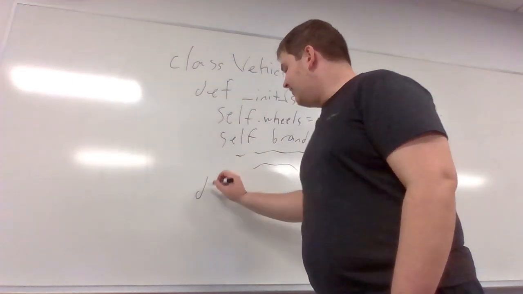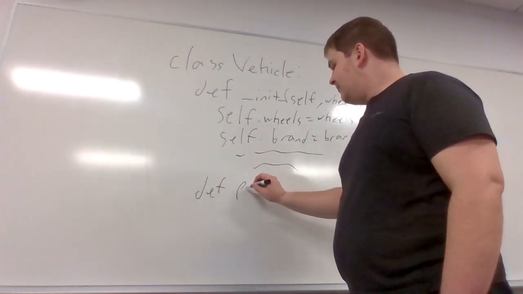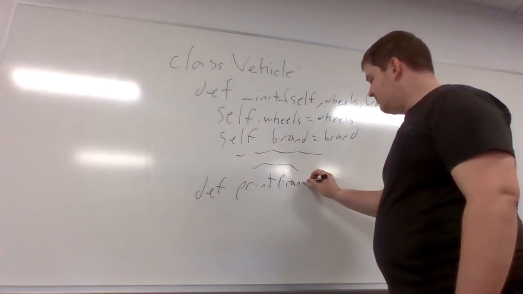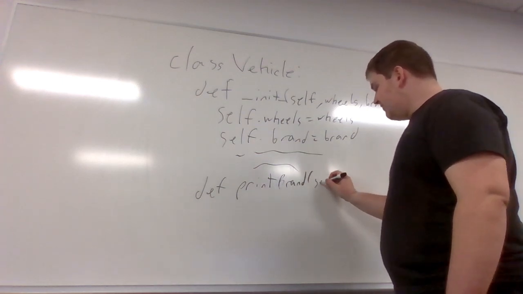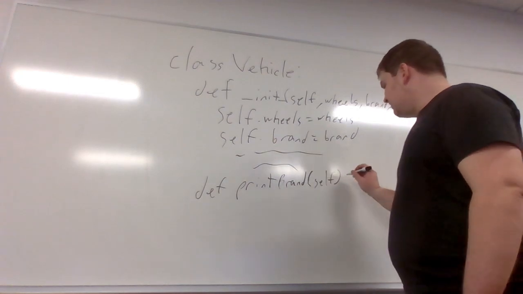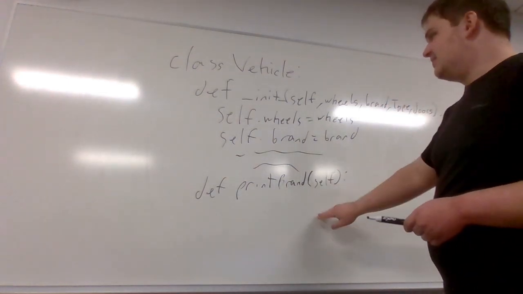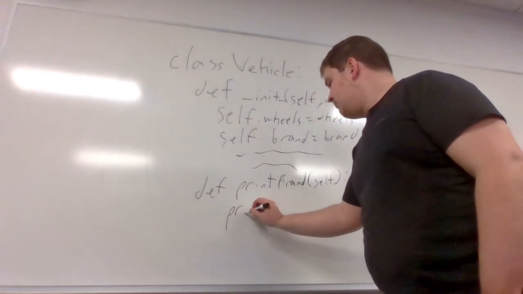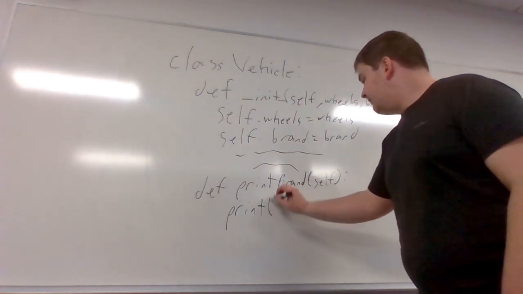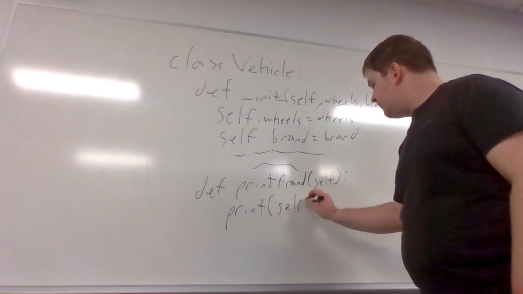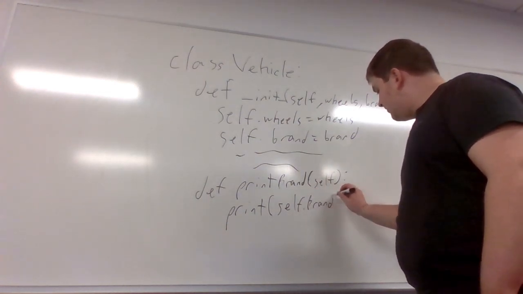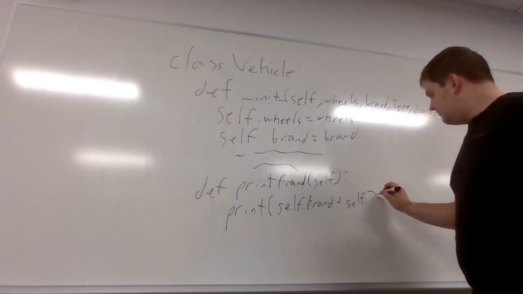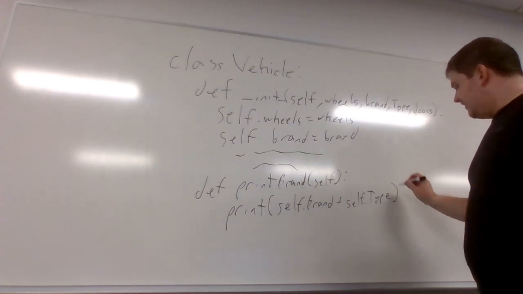So we can say define print brand, and let's just do print brand, something simple like that. We got to make sure we have self in there because the object itself needs to be able to refer to itself when referencing this method. And so we can do something like print self.brand plus self.type, self.brand, self.type.